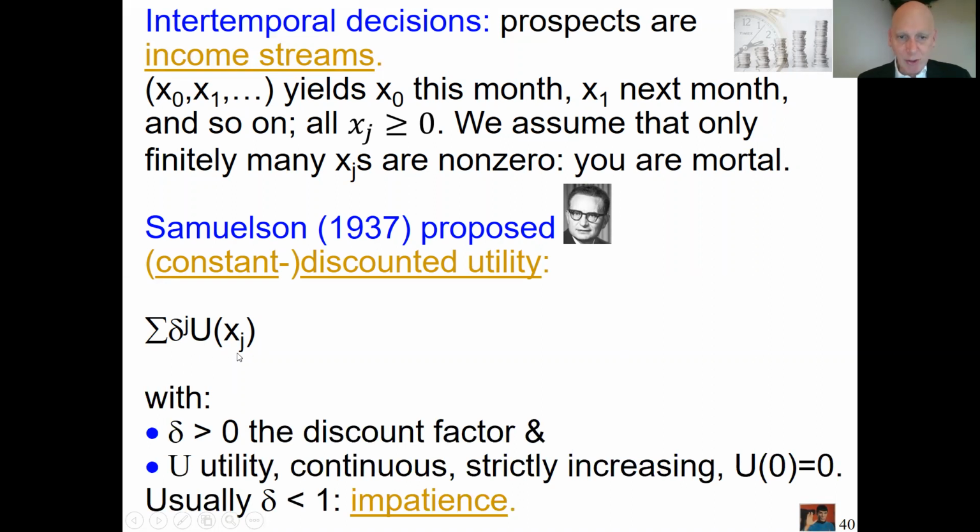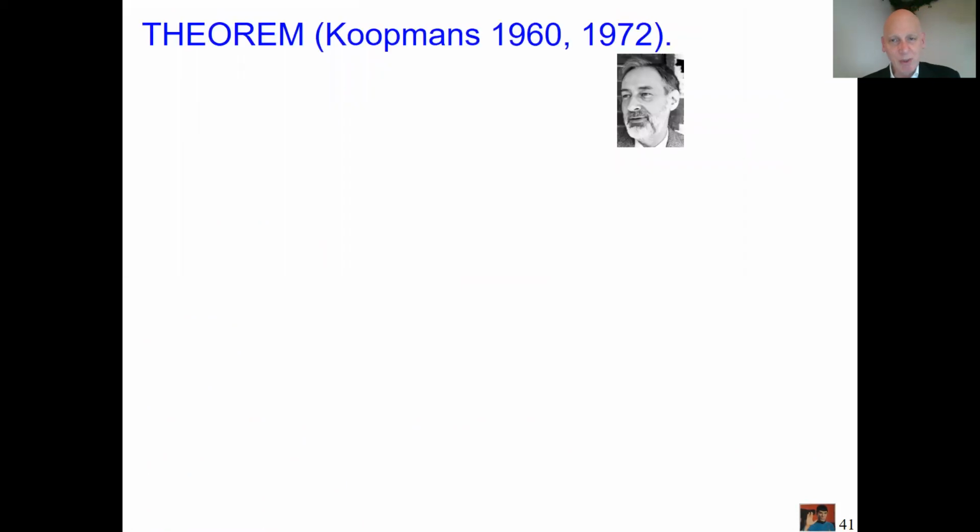That means that future income, future utility weighs less than present utility. You're a bit impatient. You rather have money now than in the future. So that's the discounted utility model, and it's a useful model for many purposes. No surprise to you what will come now. The ordinalists want a justification of that model, a preference foundation, and Koopmans gave a nice one.